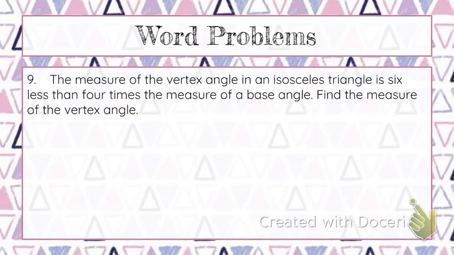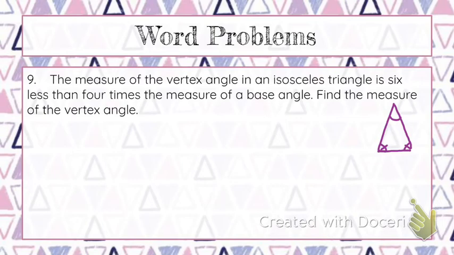Okay, 2 more examples. Number 9. The measure of the vertex angle in an isosceles triangle is 6 less than 4 times the measure of a base angle. Find the measure of the vertex angle. Okay, so let's remember that an isosceles triangle actually looks like these triangles in the background of my slide. I wish I did that on purpose, but I didn't. And so these two angles are the same size, and this one is different.